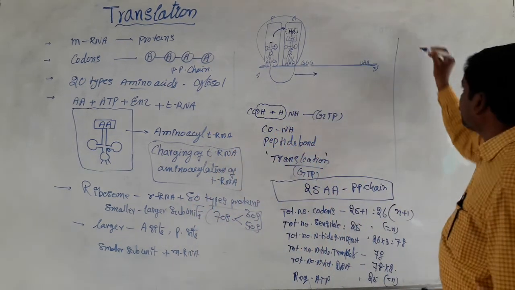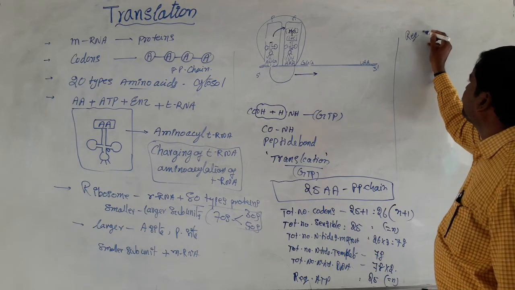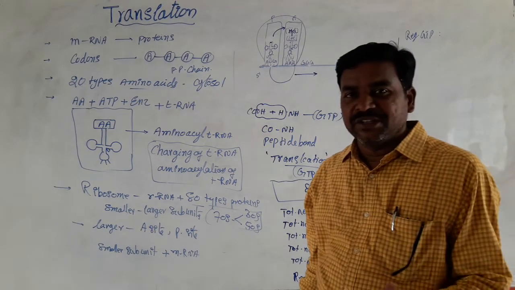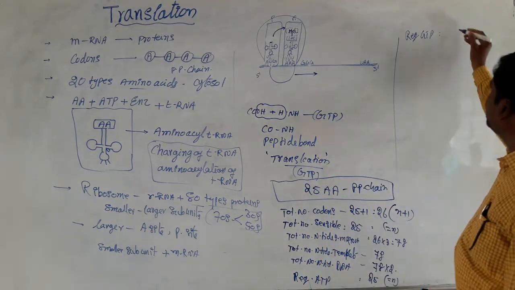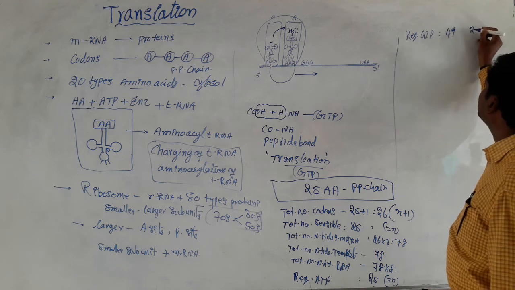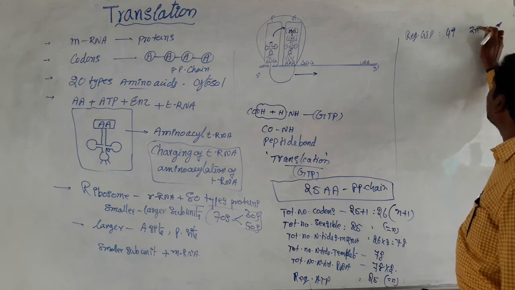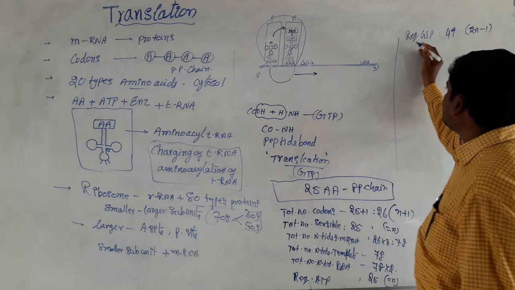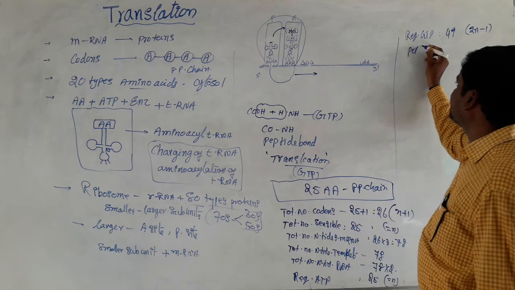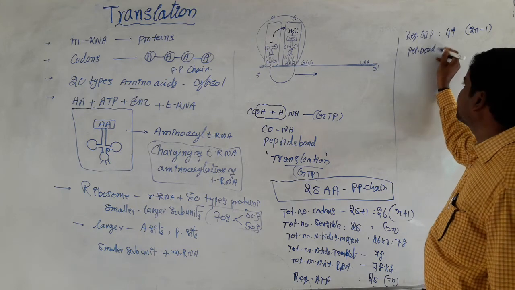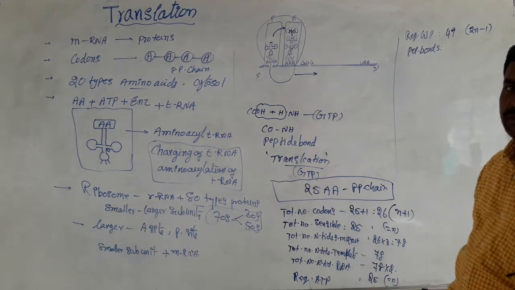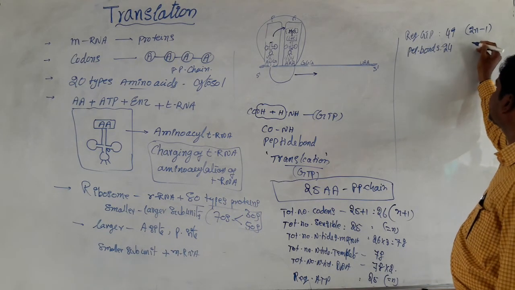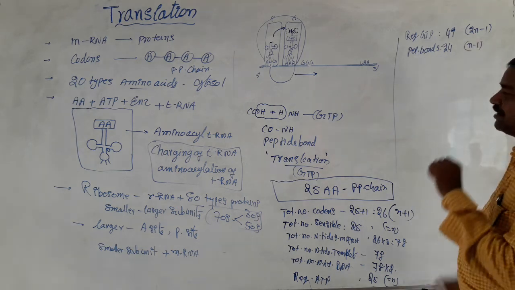Now coming to our point, what about the required number of GTP? Every amino acid requires 2 GTP except methionine. Methionine requires only 1 GTP. So 49, that is 2n minus 1. And what about the total number of peptide bonds? Peptide bonds are 24. 24 peptide bonds, n minus 1.